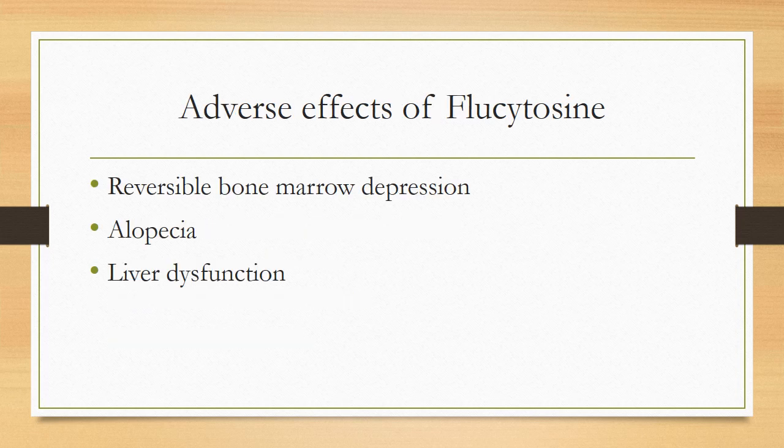Adverse effects of flucytosine include reversible bone marrow depression with the use of this drug. Alopecia may occur with the use of this drug. Liver dysfunction may occur with the use of flucytosine.